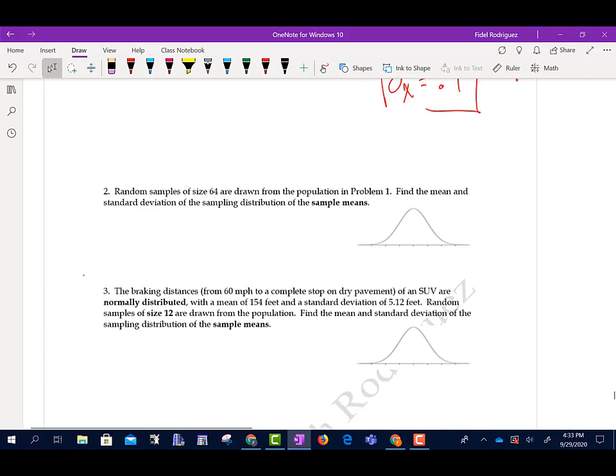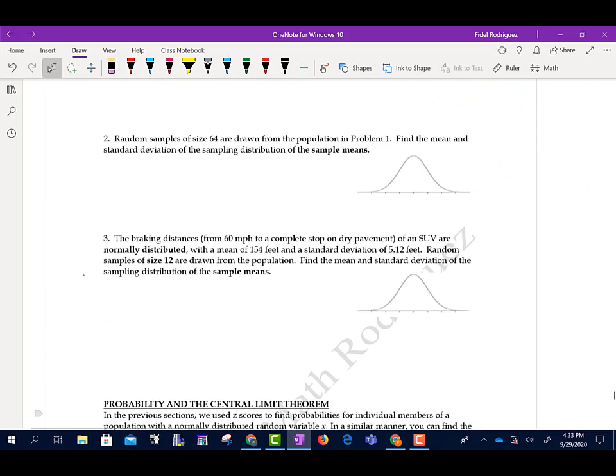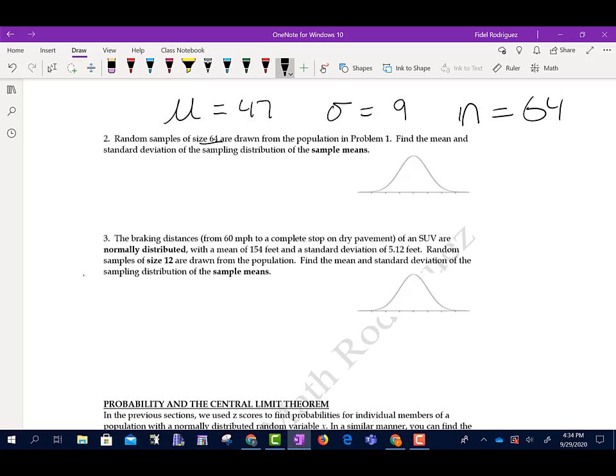So let me keep scrolling here. All right, number 2 says sample size of 64 are drawn from the population in problem number 1. Find the mean and standard deviation of the sampling distribution of sample means. Okay, so remember, we're using the same problem we had before. So my original mean was 47, and my standard deviation was 9. Now, the size of the samples are going to be size 64, okay?